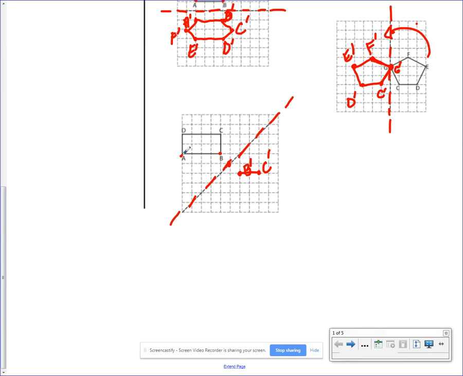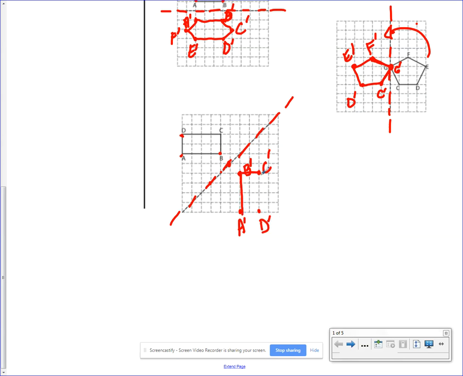A, right here, travel diagonally. 1, 2, 3 units. Here is A prime. And D up here, 1, 2, 3, 4. Here's D prime.